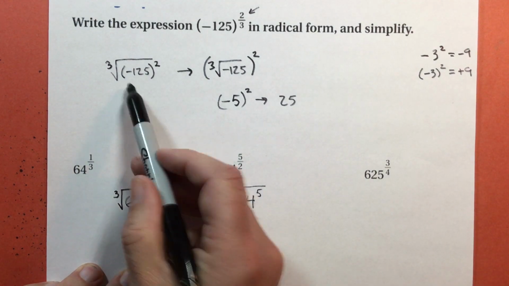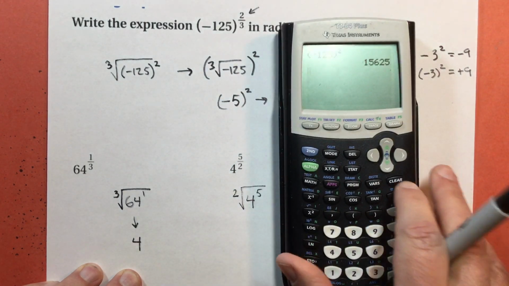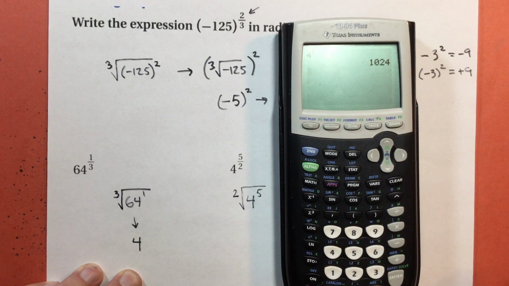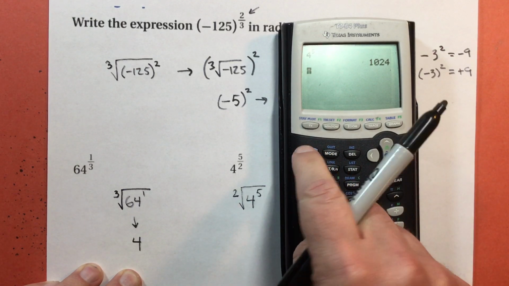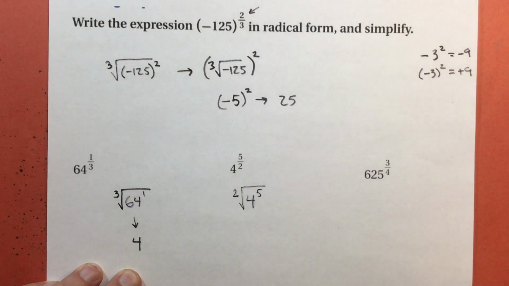Now, just like this one, I could go ahead and do 4 to the 5th power, okay? I mean, you could do this. I'll do it for you. 4 to the 5th power. And then I'm going to take the square root of that. I'm going to end up with 32. So it's possible.